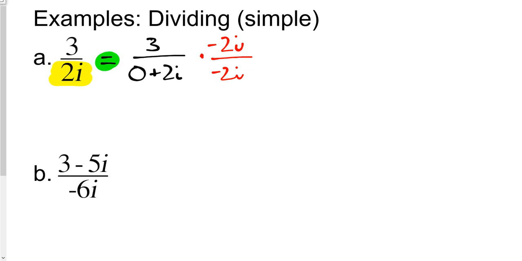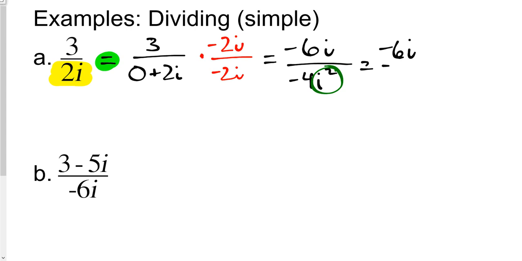Okay? So if I go through and do some basic multiplication here, 3 times negative 2i is negative 6i. And down in the denominator, 2i times negative 2i is negative 4i squared. But what does that little i squared turn into? Well, that turns into a negative 1, okay? So this is really negative 6i over 4.